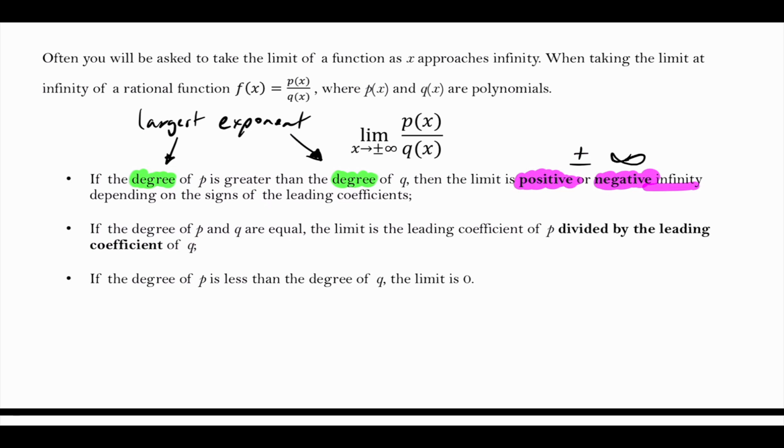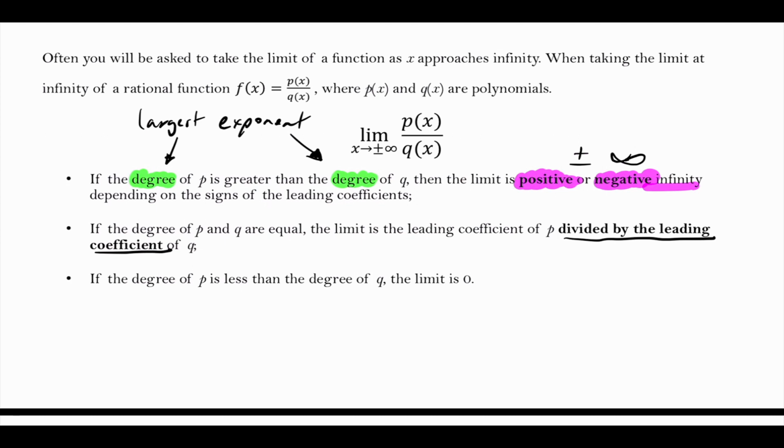Okay? What if they're equal, like the first one? Then the limit is the leading coefficient of p divided by the leading coefficient of q. Okay, so let's break that down a little bit. What does leading mean? If I say leading, front, right? In front, first term. What is coefficient?